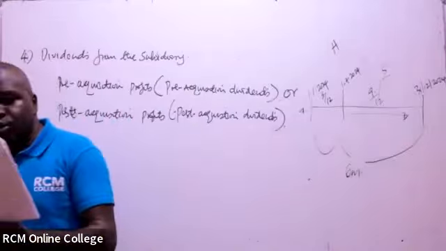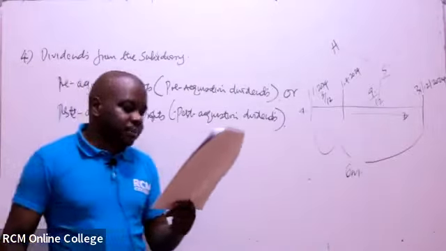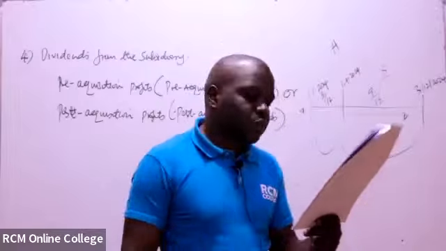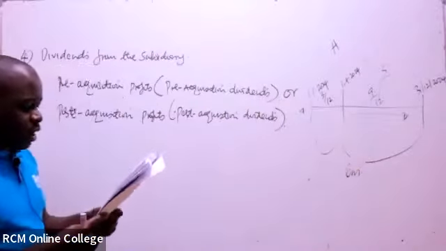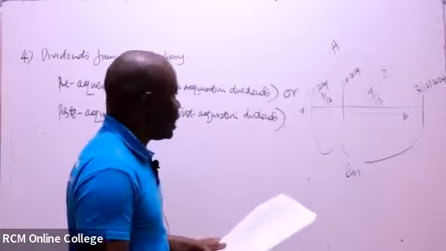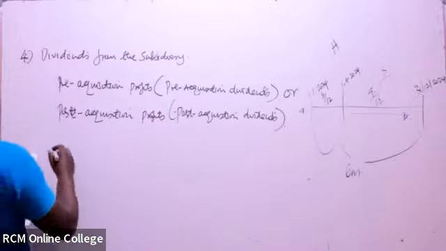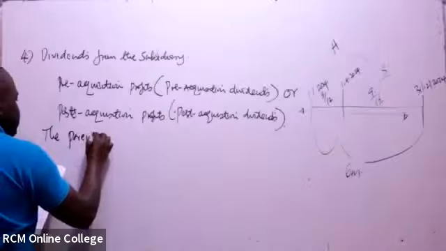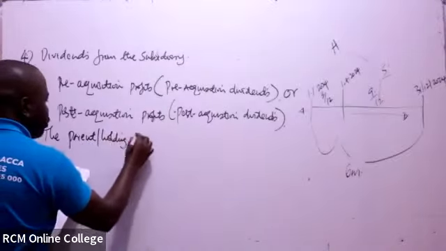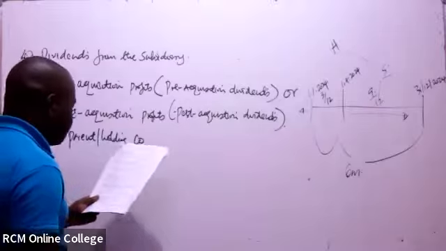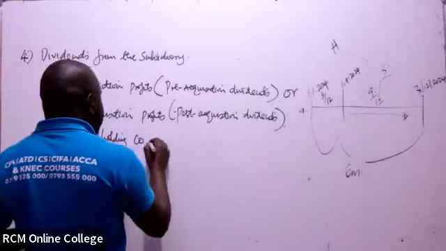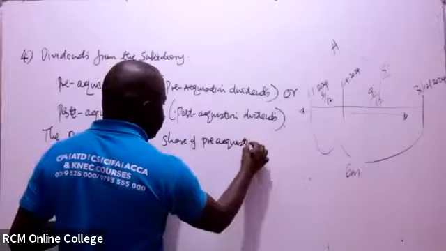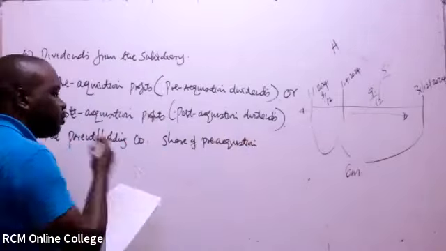The dividends may be paid out of pre-acquisition profits, in brackets, pre-acquisition dividend, or paid out of post-acquisition profit, we call it post-acquisition dividend. Full stop. Then you write and say, the parent share of pre-acquisition dividends. The parent is the holding company. The parent or holding company share of pre-acquisition dividends is the portion of dividends that was settled before they were acquired.